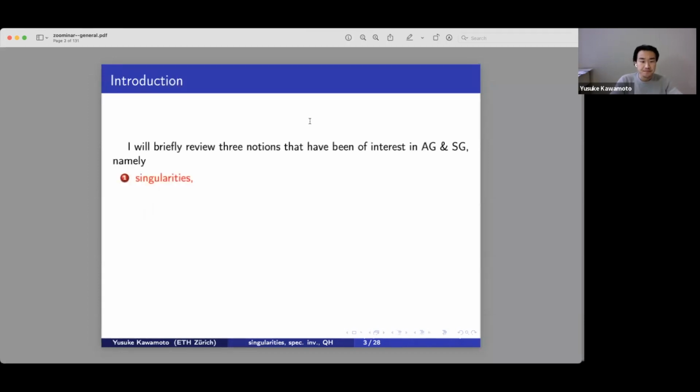Okay, so there are three notions that have been studied both in symplectic and algebraic geometry, which are singularities, degeneration, and quantum cohomology. And the main tool, as I said, is the spectral invariants. So these four are going to be the key characters.